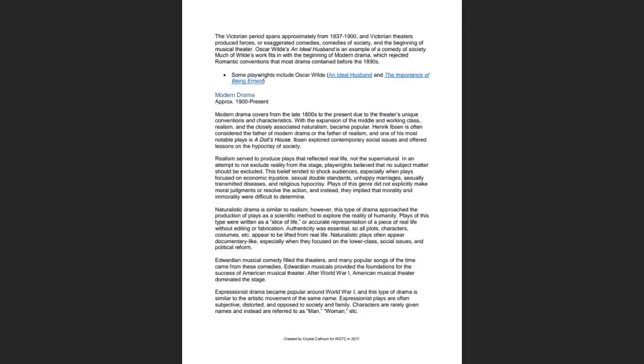The main thing about modern drama is that there is a much bigger focus on realism. We're not really talking about the angels and demons and monsters and all this stuff. It's more about real life and producing plays that reflected real life. And so playwrights believed that no subject matter should be excluded. They wanted to shock audiences and focus on economic injustice, sexual double standards, unhappy marriages, STDs, religious hypocrisy. It's a very real, sort of gritty, down-to-earth kind of way. Most of it.